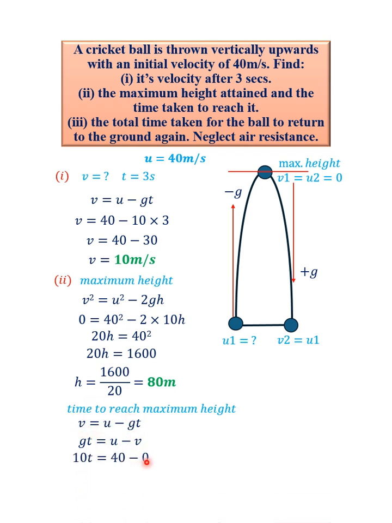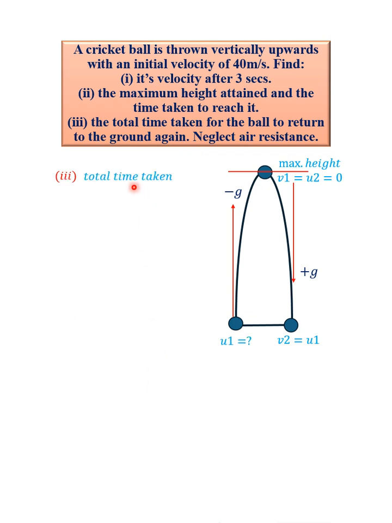Again, we know that v is 0, g is 10, so we have 10 times t. 10t equals u, which is 40, minus 0. If we do this, we divide both sides by 10 because 10t is equal to 40, so that t is equal to 40 over 10, and that is equal to 4 seconds. So it will take 4 seconds for the object thrown up to get to the maximum height of 80 meters.